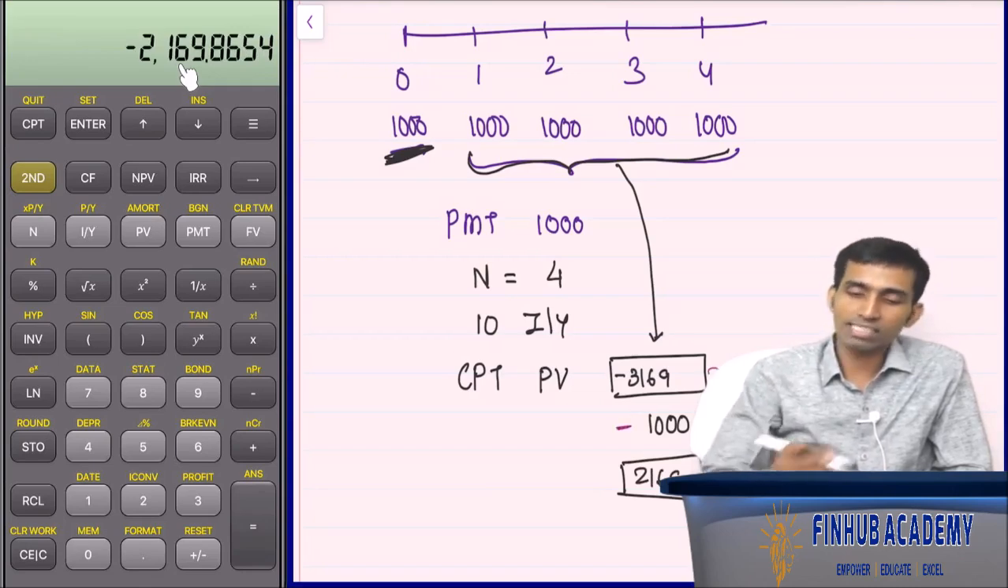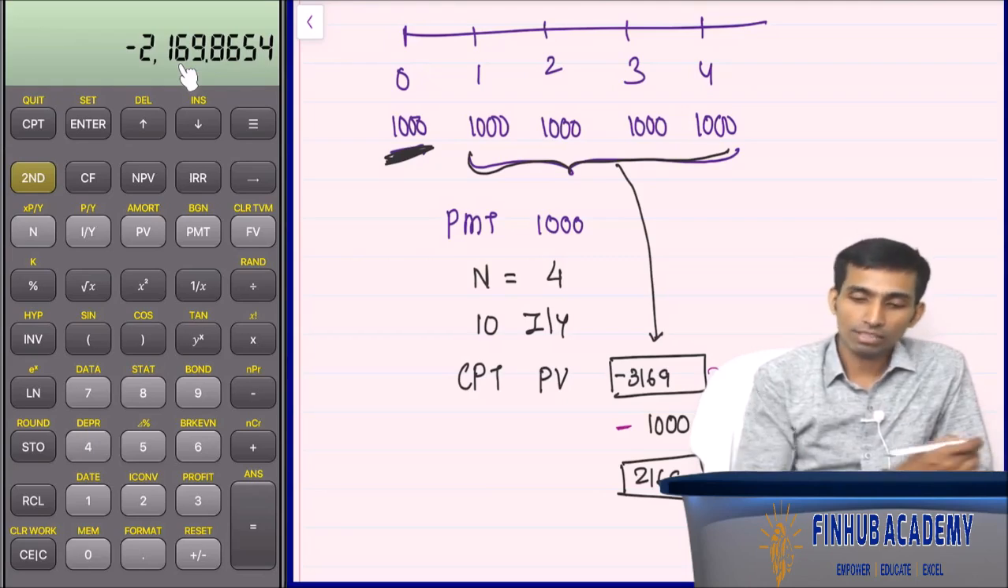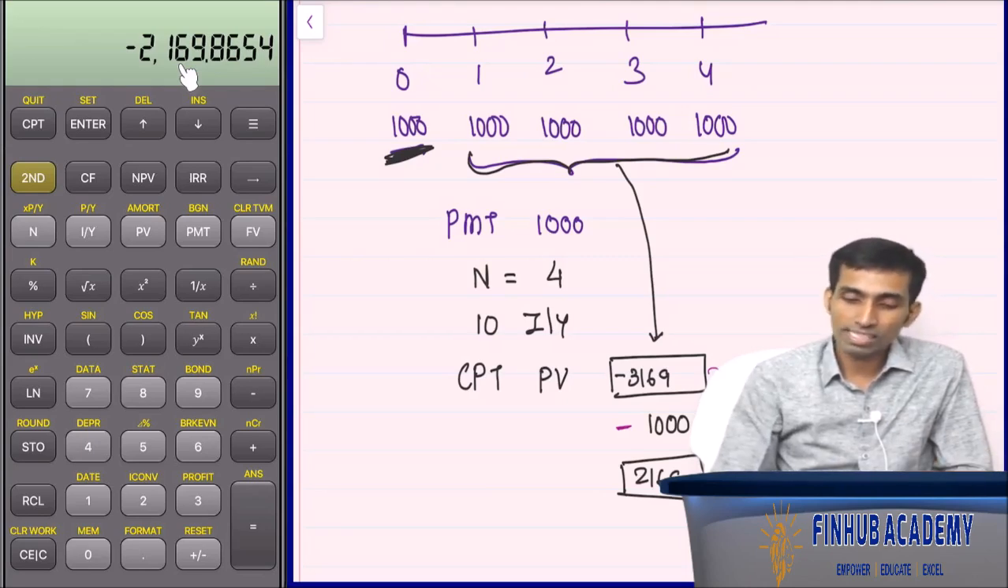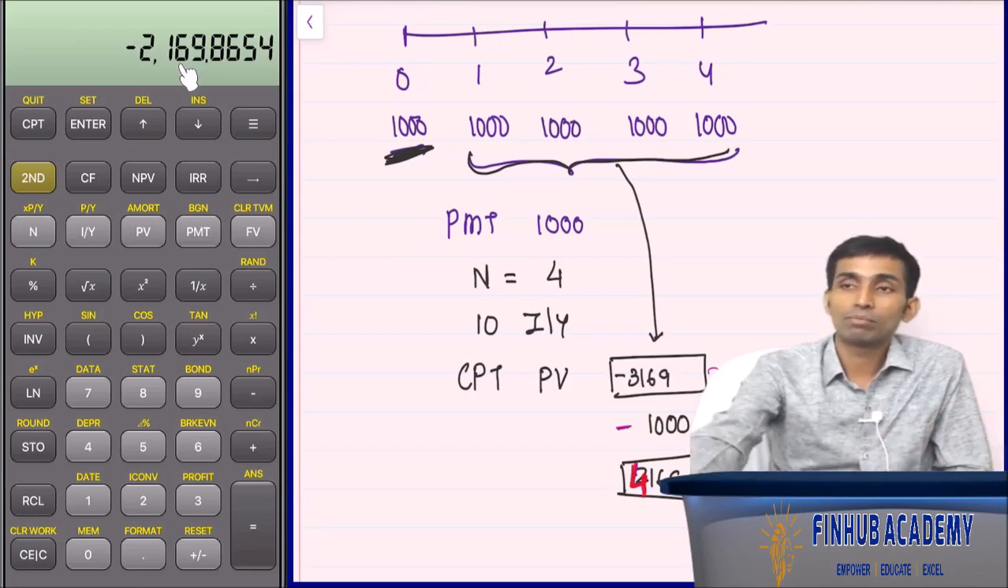Means I have to add this. Remember this, I have to add this. Is that clear? So the answer is not 2169. The answer will be 4169. I hope it is clear. Okay, I'll prove this. Wait.